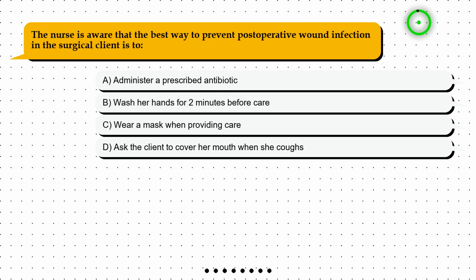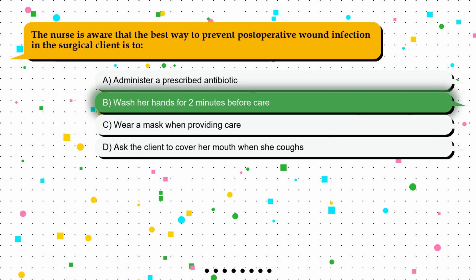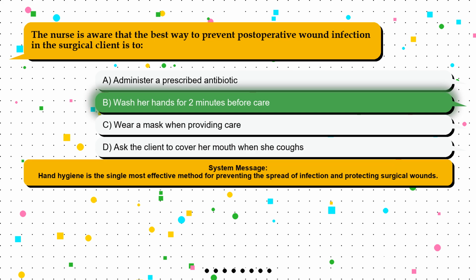Question 4. The nurse is aware that the best way to prevent postoperative wound infection in the surgical client is to: Option A, administer a prescribed antibiotic. Option B, wash her hands for 2 minutes before care. Option C, wear a mask when providing care. Option D, ask the client to cover her mouth when she coughs. The correct answer is option B, wash her hands for 2 minutes before care. Hand hygiene is the single most effective method for preventing the spread of infection and protecting surgical wounds.